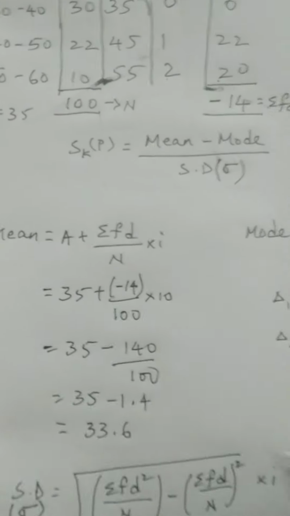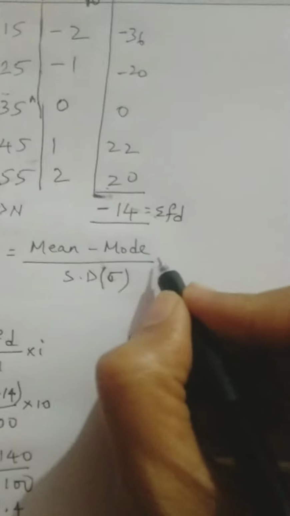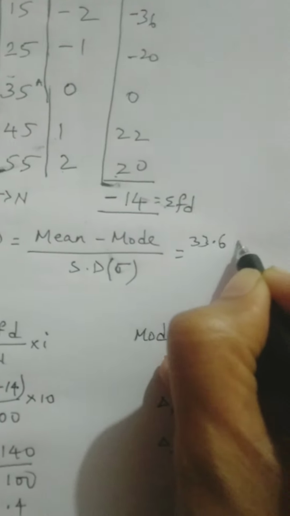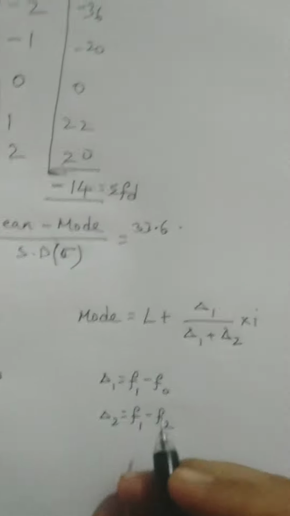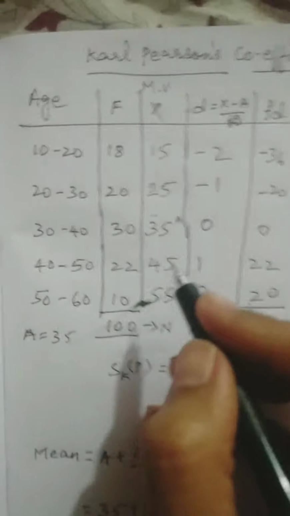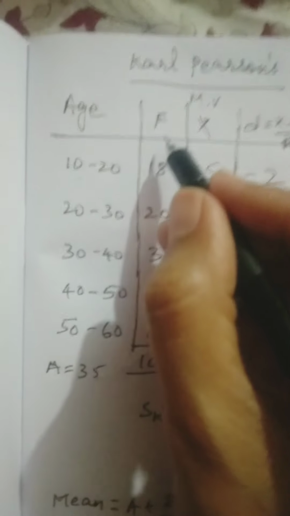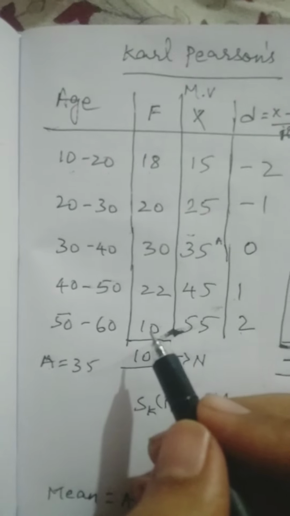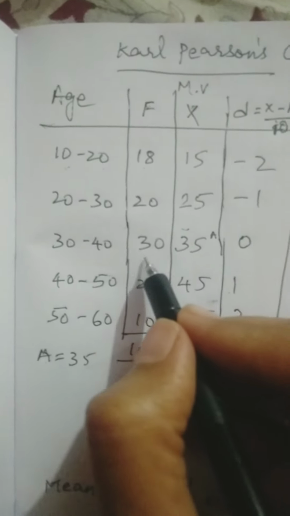I will get 33.6. This is the value I got for mean. Then I will calculate mode. How to calculate mode, students? To calculate mode in the frequency, students, in this frequency F, understand this. In this frequency, the highest number here is 30.